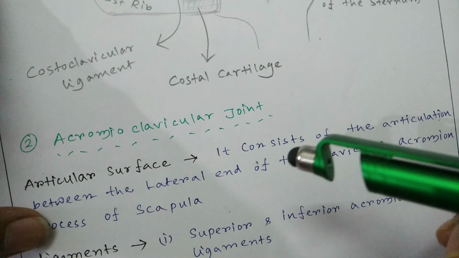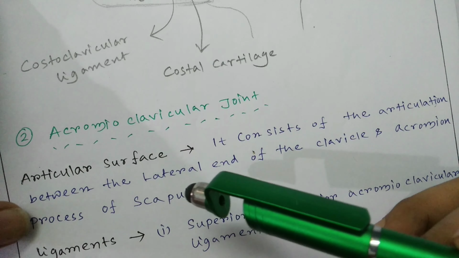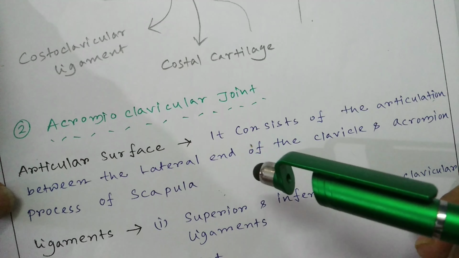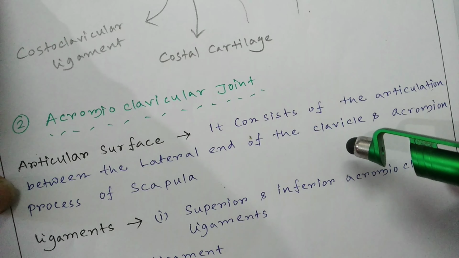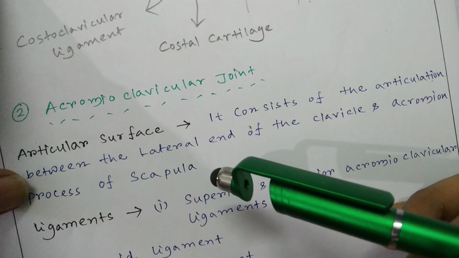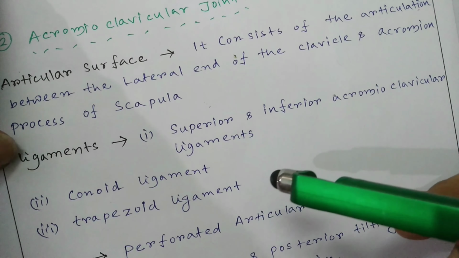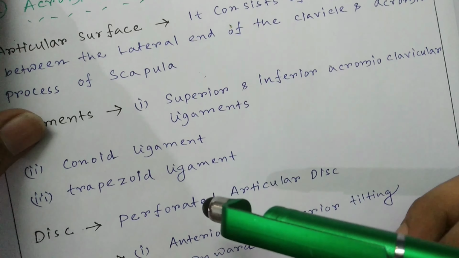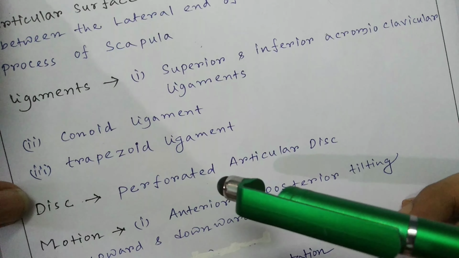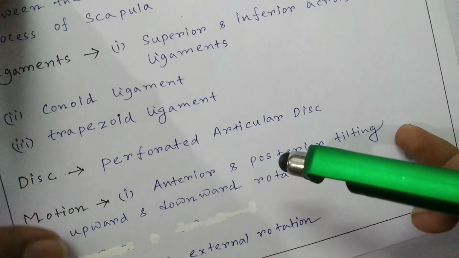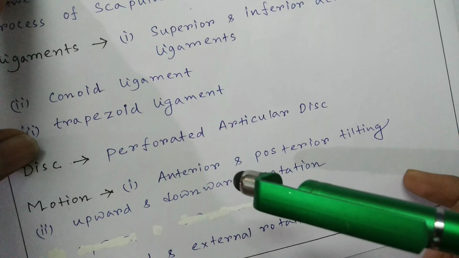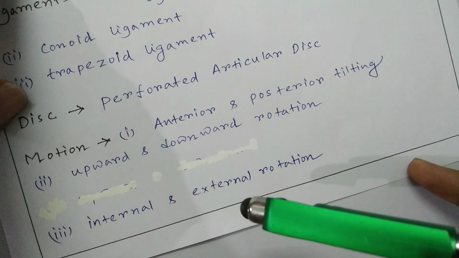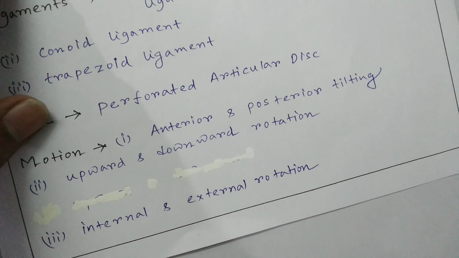Second is the acromioclavicular joint. Articular surface: it consists of the articulation between the lateral end of the clavicle and the acromion process of the scapula. Ligaments: superior and inferior acromioclavicular ligaments, conoid ligament, trapezoid ligament, and perforated articular discs. Motion: anterior and posterior tilting, upward and downward rotation, and internal and external rotation.